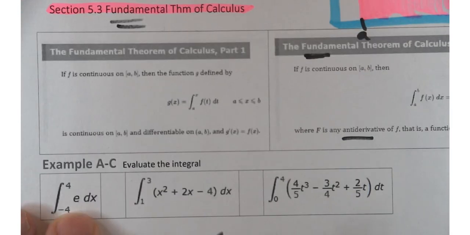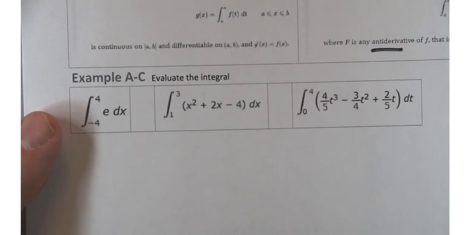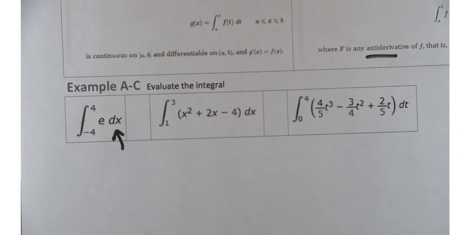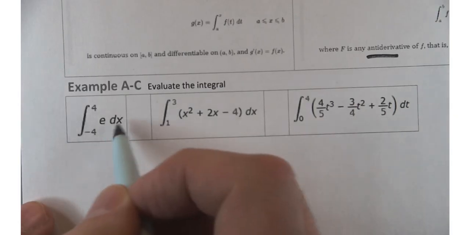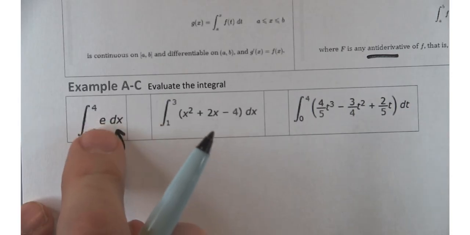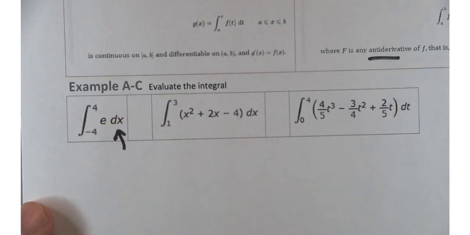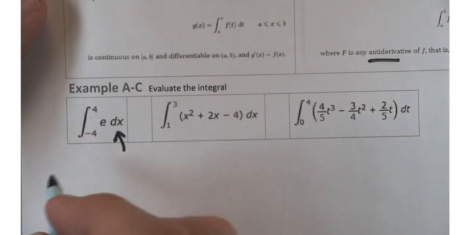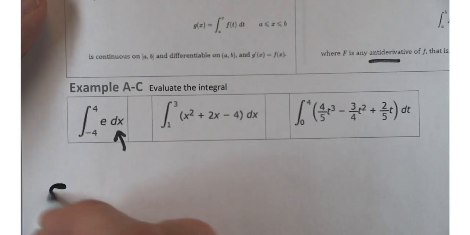So let's start with this one here, because it's kind of basic. Now the dx term, I mentioned that in section 5.2. That's important because it tells you what you're integrating with respect to. You want to find an antiderivative for this function, something that you differentiate to get this function. What would be something that you would differentiate to get e? X times e.